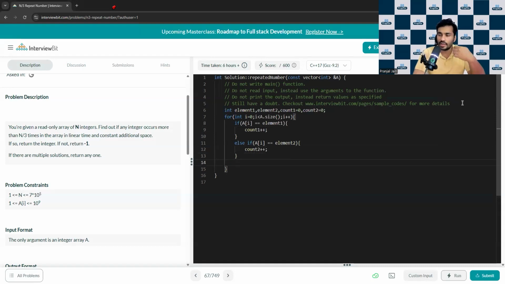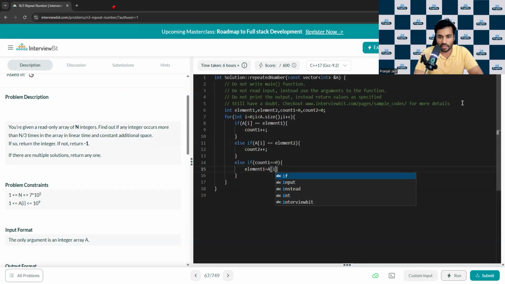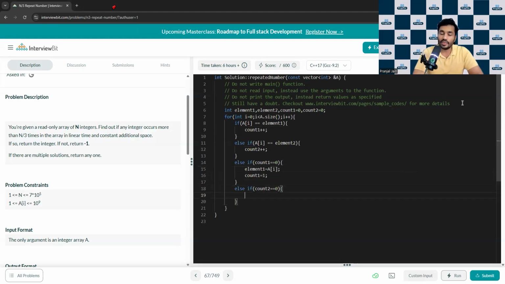Then we'll check if there is army 1 at all left on the battlefield or not. So how do we check that? If count 1 is equal to 0, that means there is no soldier of army 1 on the battlefield, and this new element that has come, we'll consider that as army 1. So we'll make element 1 equal to a of I, and we'll make count 1 equal to 1. Then we'll check if there is any soldier of army 2 on the battlefield or not. If there is none, we'll take this element that has just come as army 2 this time. So count 2 plus plus, or count 2 equal to 1.